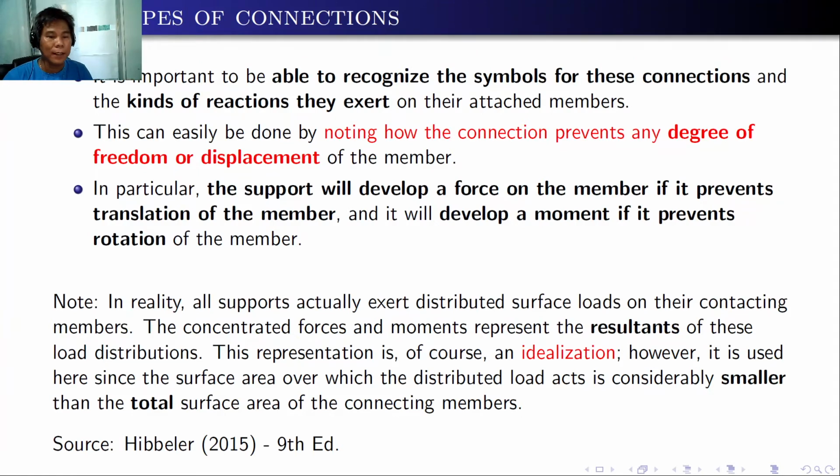Note that in reality, all supports actually exert distributed surface loads on their contacting members. The concentrated forces and moments represent the resultants of this load distribution. So although in reality it's not really a concentrated load, we can usually represent that distributed load as a single force. That is what we call the resultant. This representation is of course an idealization. However, it is used here since the surface area over which the distributed load acts is considerably smaller than the total surface area of the connecting members.